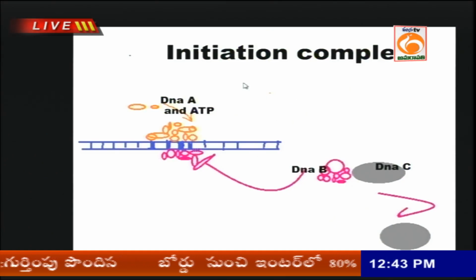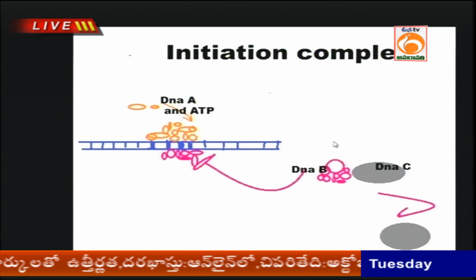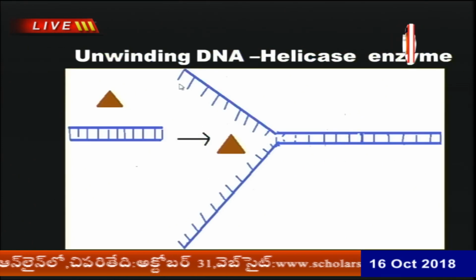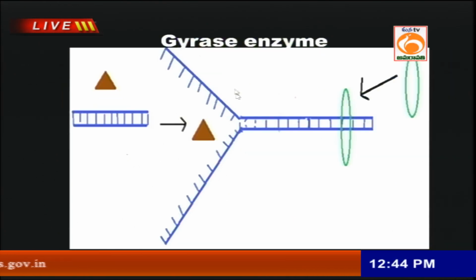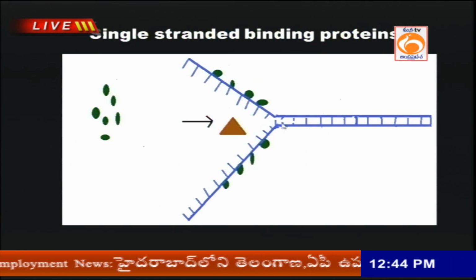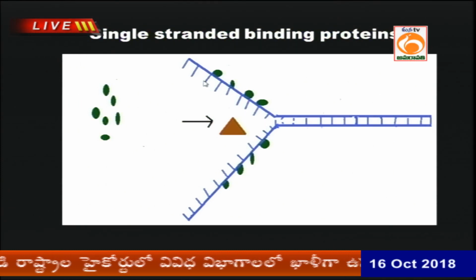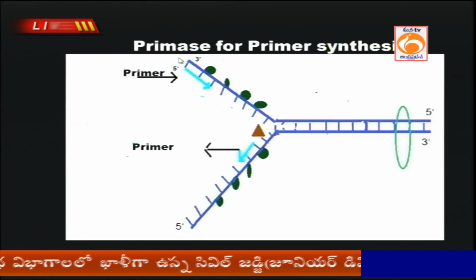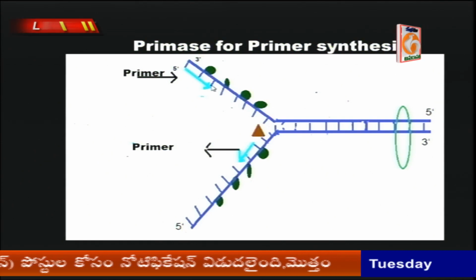This is the diagrammatic representation showing the formation of initiation complex by DnaA and DnaB proteins, and unwinding of DNA double helix by helicase enzyme. Gyrase enzyme removes the tension stress that is created during unwinding process. Single stranded stabilizing proteins, by binding to the single strand, stabilize them so that each strand can act as a template for the formation of a new complementary DNA strand. Primase enzyme catalyzes the synthesis of a primer to provide free 3' hydroxyl groups.